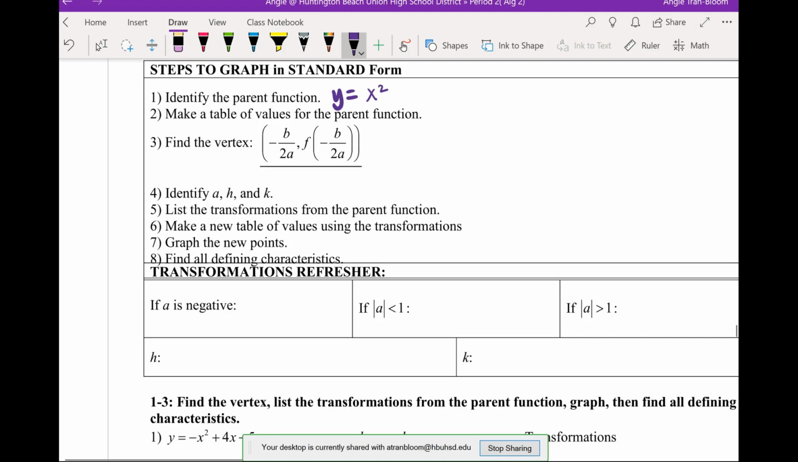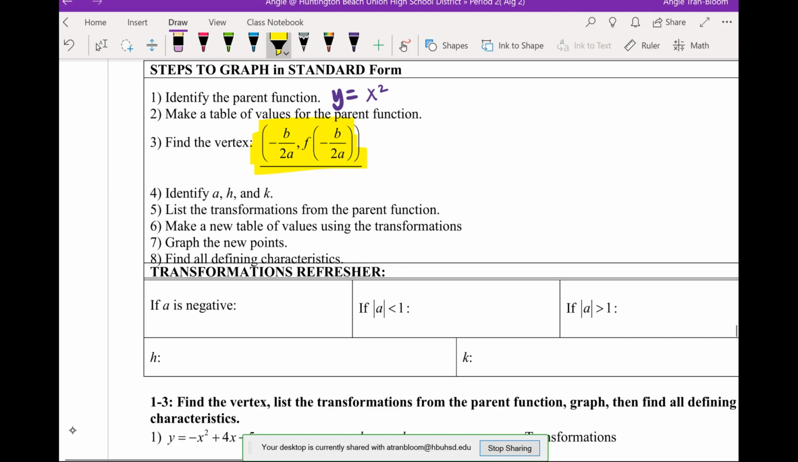Yeah, so we're going to make a table of values. We know that already. Now, number 3 is brand new to us. Some of you remember this from Algebra 1. If not, here we go. Once we have made a table, we are going to find the vertex. The vertex, this is super important. That's why it's blank on your notes.